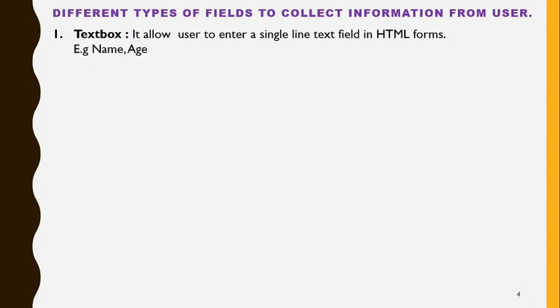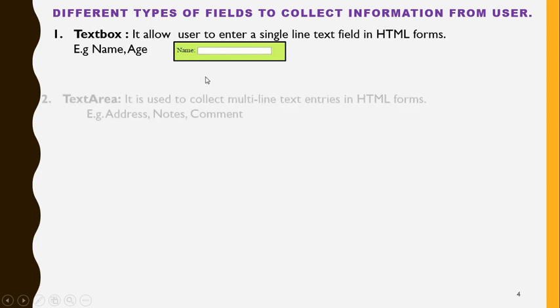The first one is text box. When you are using the text box, you can enter only a single line of text or information inside that box. That is called text box. Like you are asking the user to enter their name or age, this is an example of the text box. So it is given name, and inside this box you have to enter the name of the user.